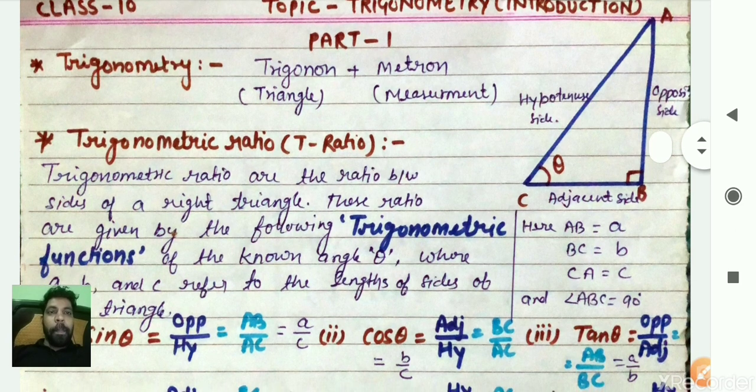Trigonometry actually is a branch of mathematics in which we learn about the relationship between the sides and angles of a right angle triangle. The word trigonometry is formed from two Greek words, trigonon plus metron. Trigonon means triangle and metron means measurement. That means we will learn about the relationship between the sides and angles of a right angle triangle.